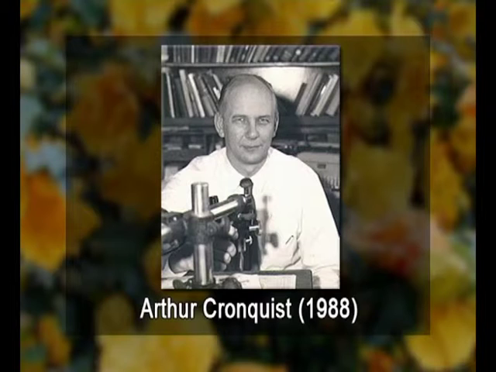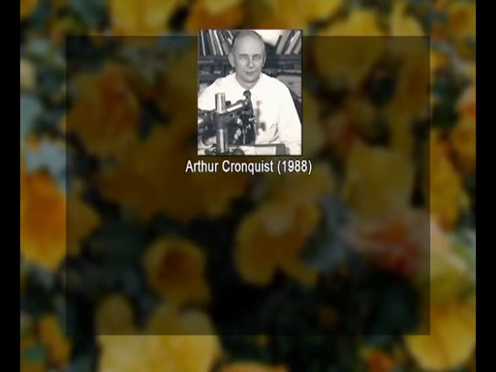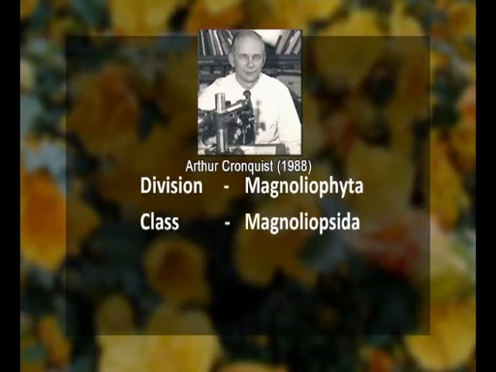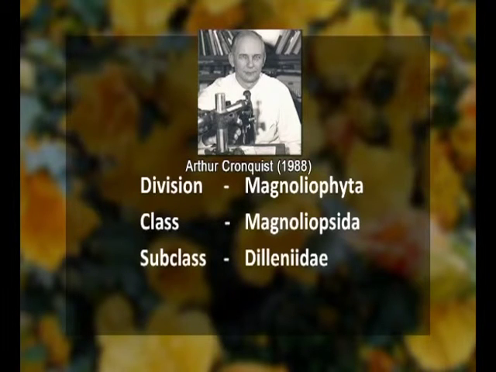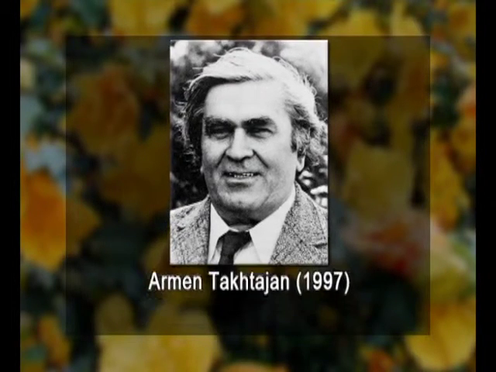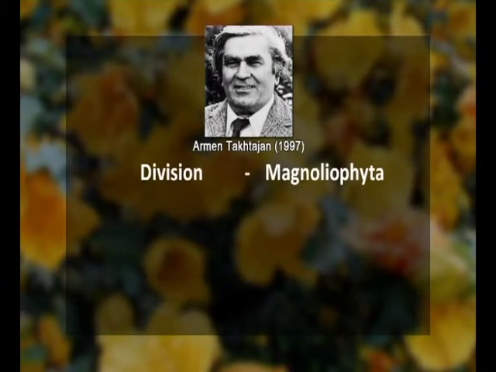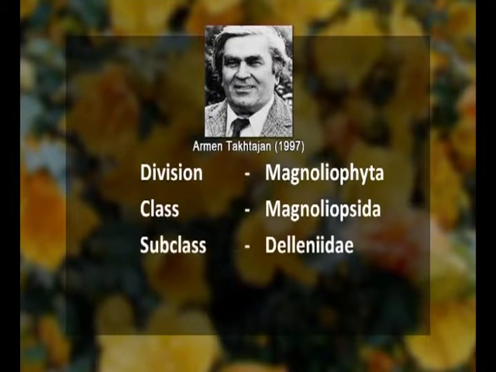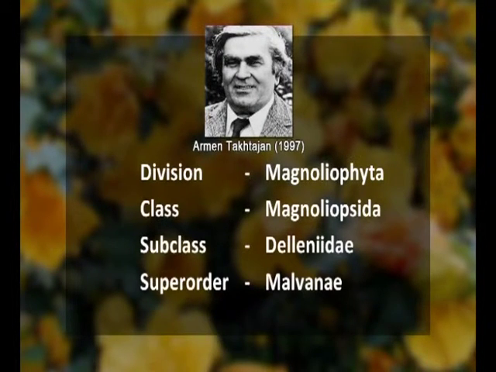Later on, an American taxonomist, Cronquist, classified Malvaceae under the division he called Magnoliophyta and the class Magnoliopsida. He recognized a subclass by the name Dilleniidae, and order again, just like Bentham and Hooker, Malvales. Takhtajan, the famous Russian taxonomist who based an evolutionary system of classification, classified Malvaceae under the division, again just like Cronquist, Magnoliophyta, class Magnoliopsida, subclass Dilleniidae, but he incorporated one superorder by the name Malvanae, and order again repeating Malvales.